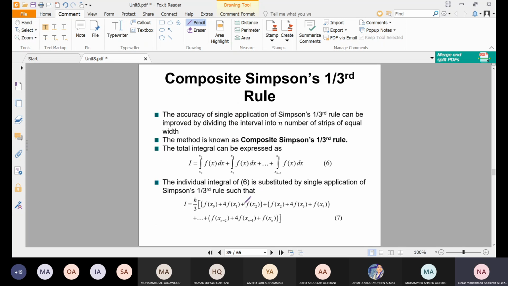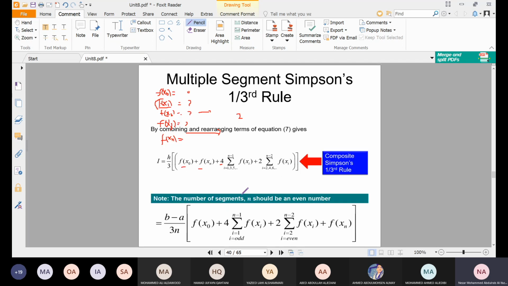How is this good? Because here you can see, guys, when we compute the midpoints, we have 4 multiplied by f(x1), 4 multiplied by f(x3), and 4 multiplied by f(x n minus 1). So the odd terms are multiplied by 4, while the even terms are multiplied by 2. And the number of segments should be even.